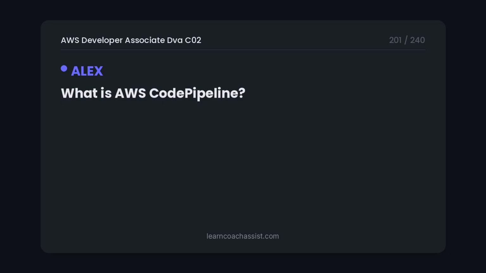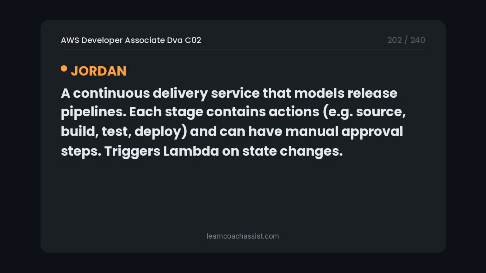What is AWS CodePipeline? A continuous delivery service that models release pipelines. Each stage contains actions, e.g. source, build, test, deploy, and can have manual approval steps. Triggers Lambda on state changes.